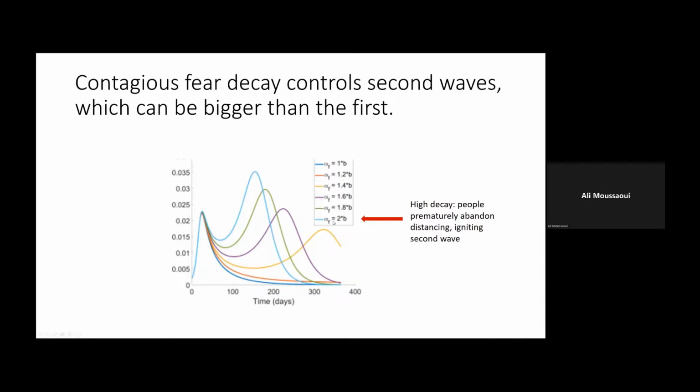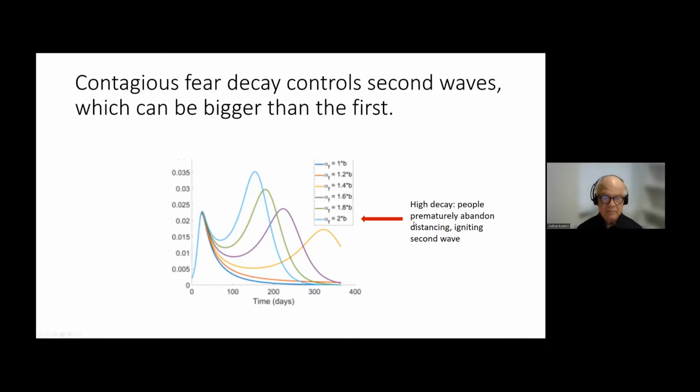So if we have high decay of disease to low decay, right, with high decay, people prematurely abandon distancing and they get this big second wave, and that can be even bigger than the first wave, as is true for several decay rates. If it was sufficiently high decay, you can go back to the classical picture. All right, but we get multiple waves, and interestingly, these decays dictate the timing of these peaks and the maximum and the peak itself.